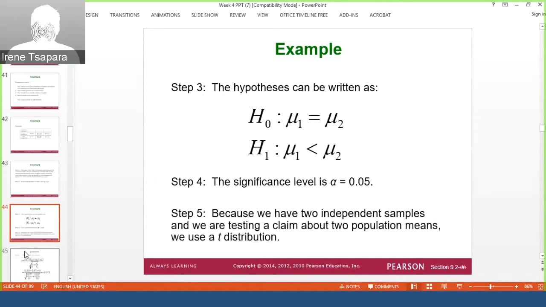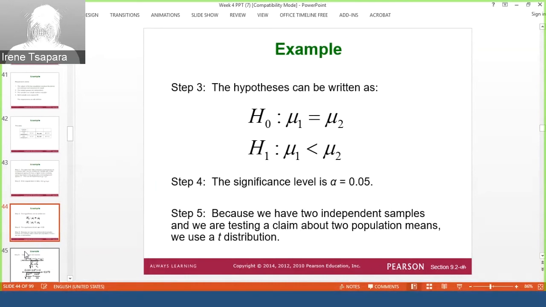If we want to set up the pair of hypotheses, then the claim will become the alternative hypothesis. Again, we have a left tail test, while the null hypothesis will be M1 equals M2, or M1 greater than or equal to M2. That is the same.